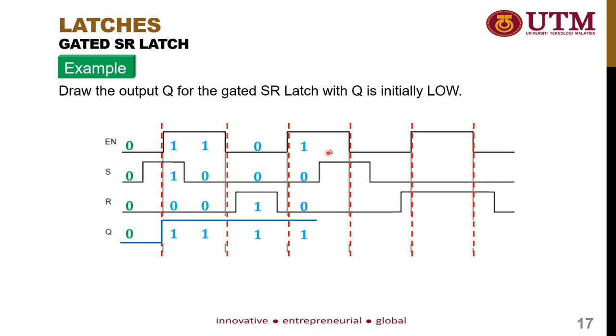You see here, when the enable is still equal to 1, but this time S equals 1 and R equals 0. So it means that the latch is in set mode. So the value will become 1. So the output will also be retained because previously it is equal to 1.